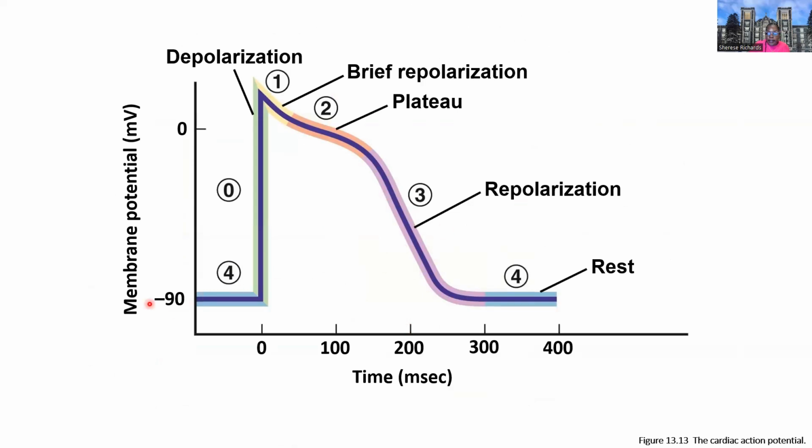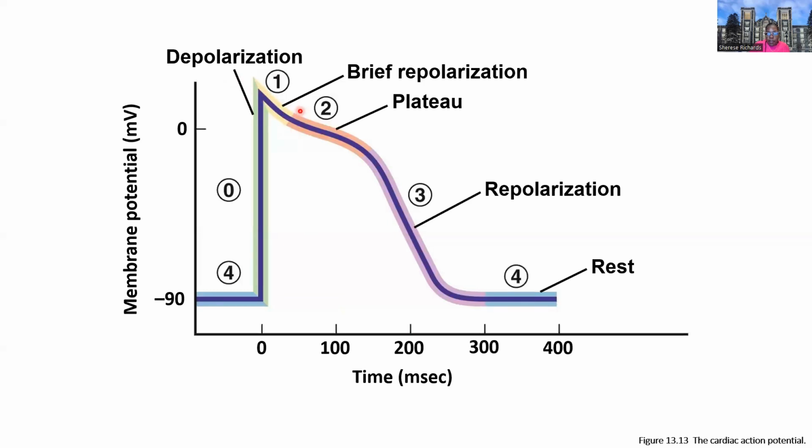So here's just, again, a different way to describe this. We start at -90. Here we have potassium moving, nothing else moving. In this instance, then we open up sodium. Sodium causes the rapid upstroke or depolarization. Then we close sodium, but we still have potassium open, so we're going to start to repolarize.